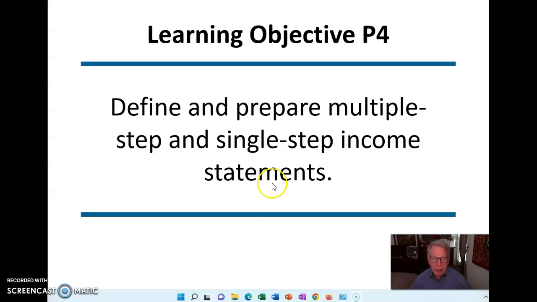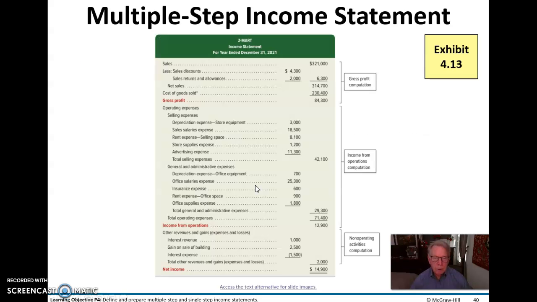And what we have is a multiple step income statement. And here we have a great level of detail. We show our sales, sometimes called gross sales. We back out sales returns and allowances and sales discounts, and we get to net sales. Then we subtract cost of goods sold from net sales, we get gross profit. Then we have our operating expenses. We normally distinguish between the selling operating expenses and the G&A operating expenses. And when we subtract that from gross profit, we'll get our income from operations.